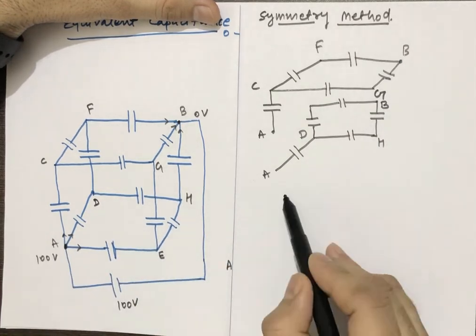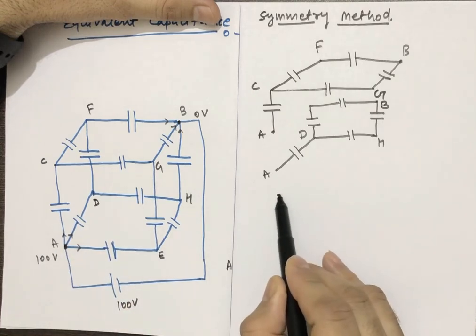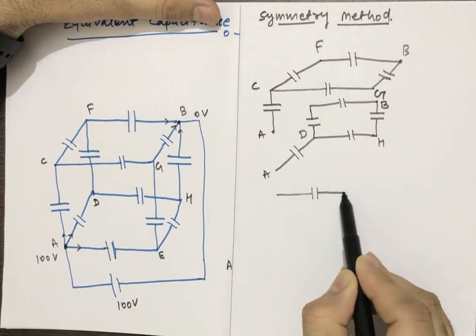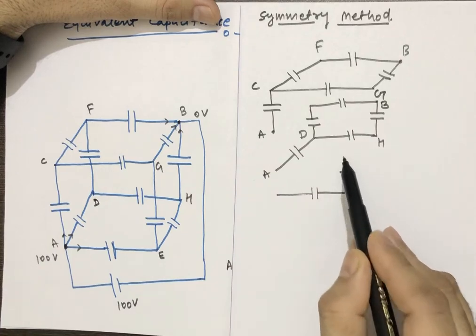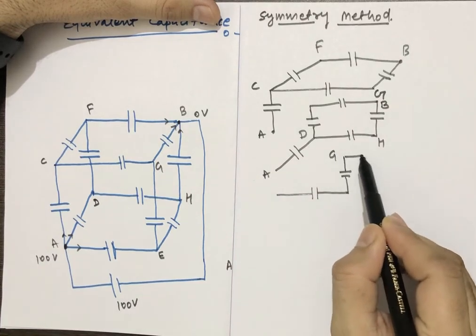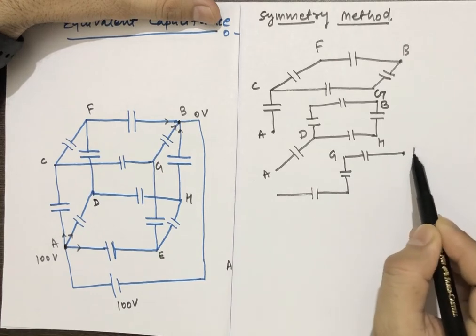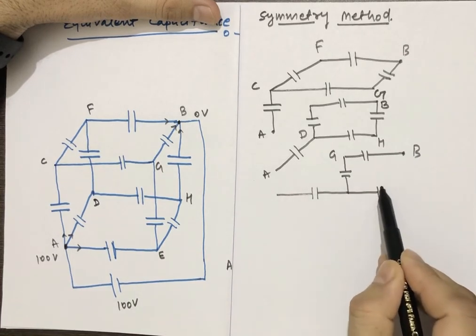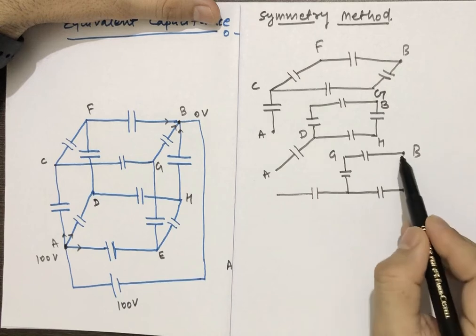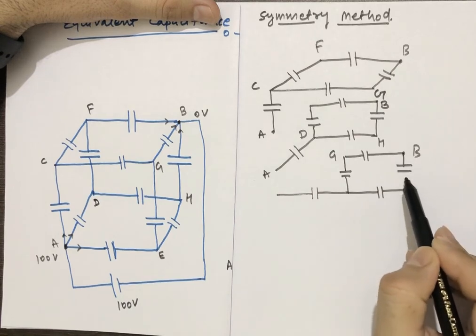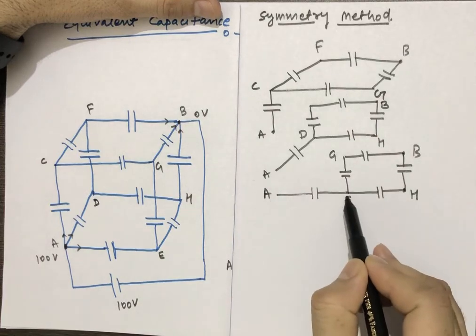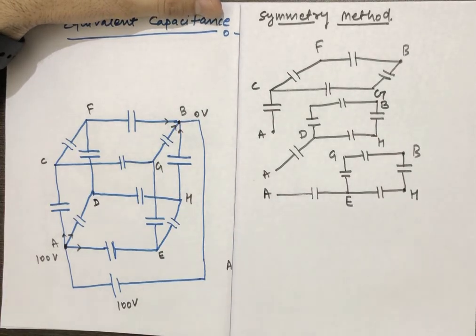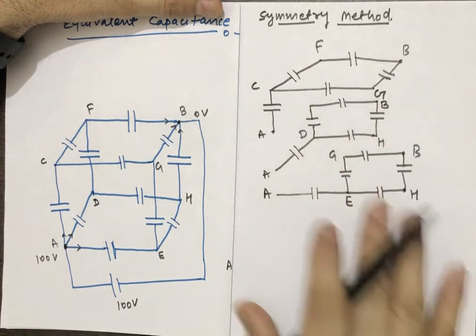And the third symmetry is from A to E. A to E, one capacitor, and from here one capacitor to the G point. From G to B, one more capacitor towards the H point, and from H to B, right here. So this is the H point, this is the A point, this is your E point. You will see all three branches are symmetrical.